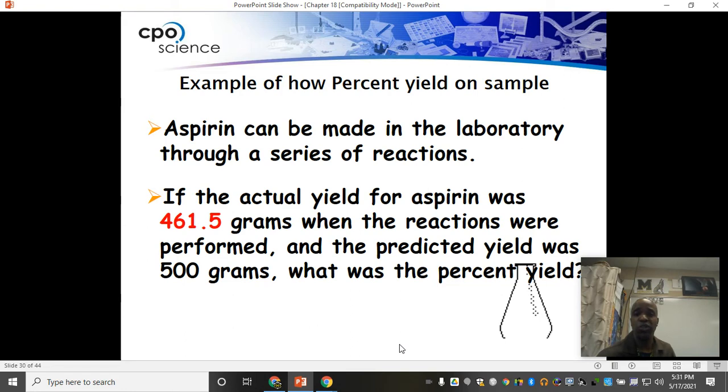Example of how to calculate percent yield on a sample. Aspirin can be made in the laboratory through a series of reactions. If the actual yield for aspirin was 461.5 grams when the reactions were performed, and the predicted yield was 500 grams, what is the percent yield? So what you came with at the end of the day was 460 grams. What they told you was going to make was 500 grams. This is where you use percent yield.